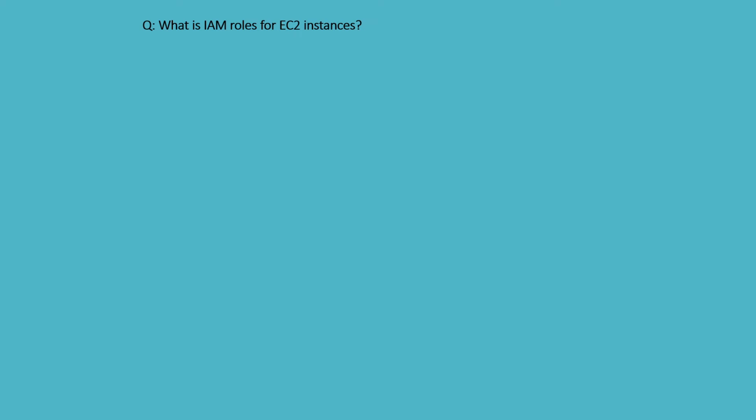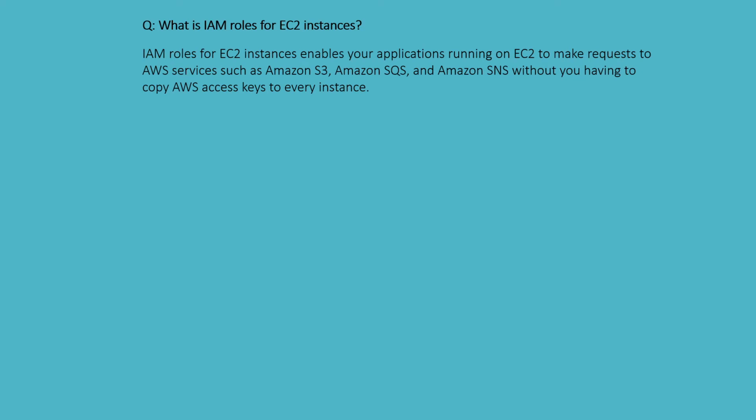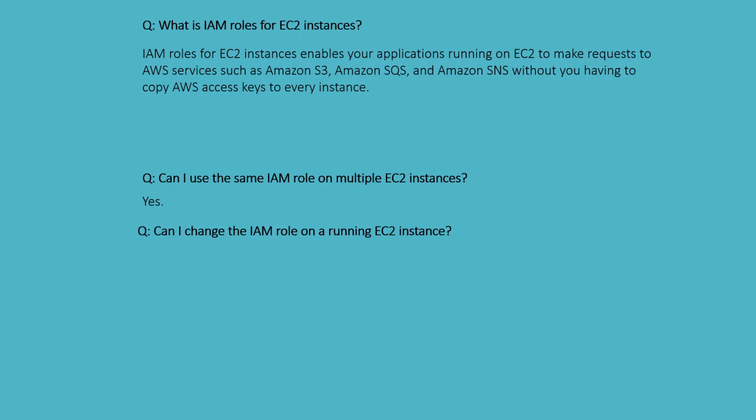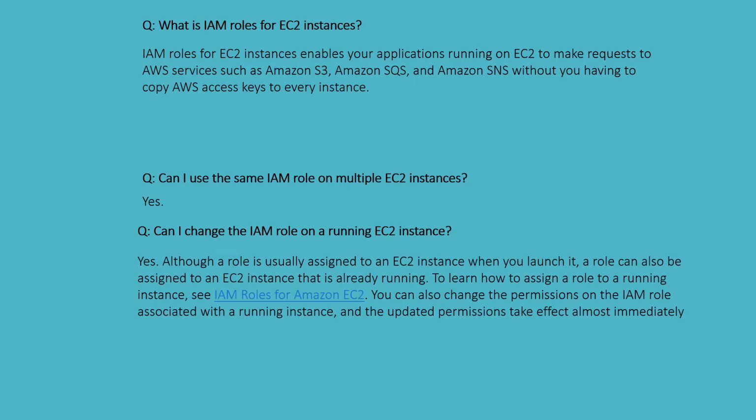What is an IAM role for EC2 instances? IAM roles for EC2 instances enable your application running on EC2 to make requests to AWS services such as S3, Amazon SQS, and Amazon SNS without having to copy AWS access keys to every instance. Can I use the same IAM role on multiple EC2 instances? Yes. Can I change the IAM role on running EC2 instances? Yes. Although a role is usually assigned when you launch the EC2 instance, a role can also be assigned to EC2 instances that are already running.